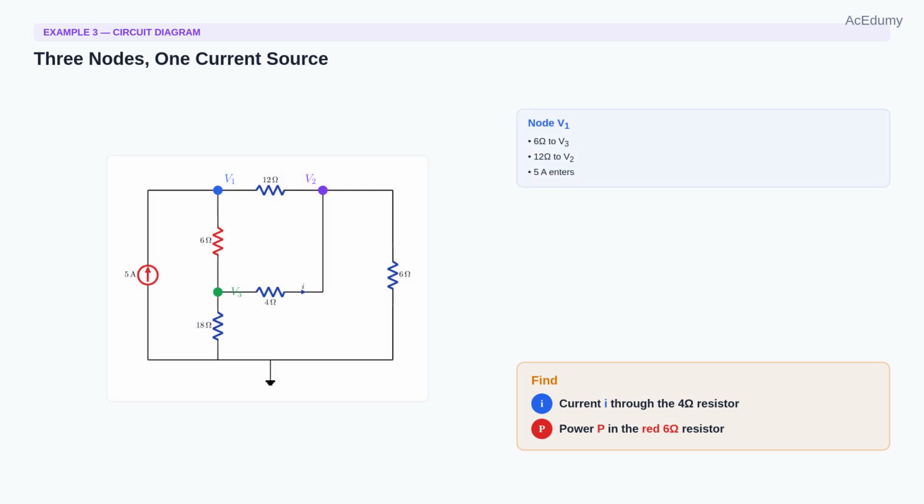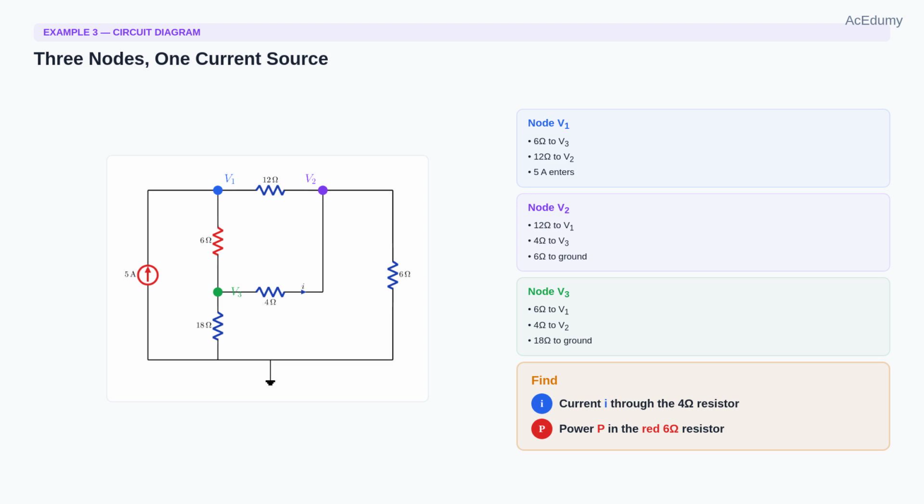Here is our most complex example so far. A circuit with 3 unknown node voltages. Node V1 connects to node V3 through a 6 ohm resistor, highlighted in red, and to node V2 through a 12 ohm resistor at the top.